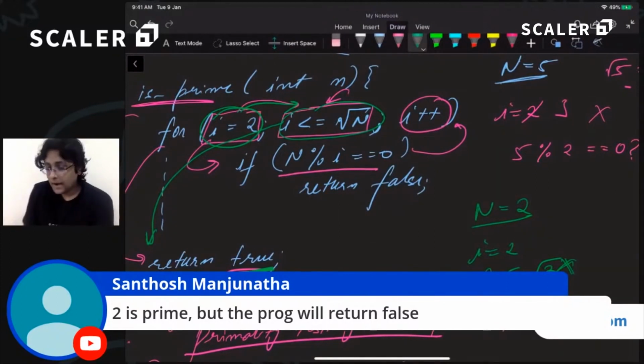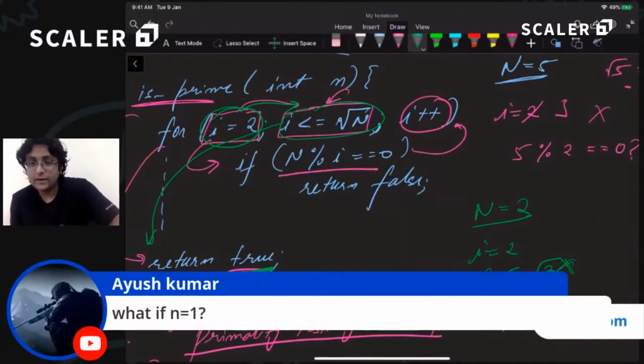Yes. But this program is not 100% correct. Can you tell me one value for which this program will fail? Exactly. So Ayush has the right idea over here. What if n equals 1? Or what if n equals 0? Or what if n equals minus 100?